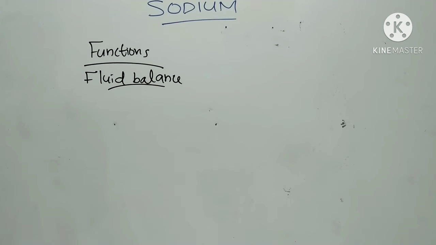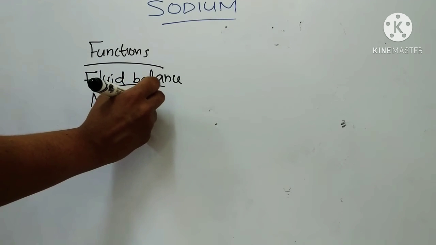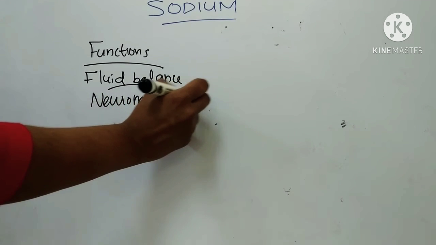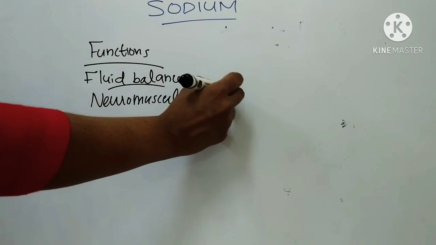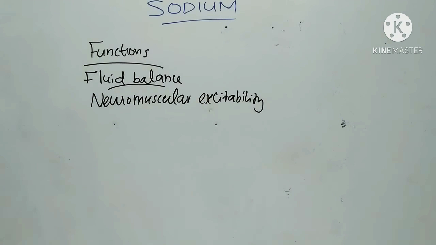Second function is neuromuscular excitability. Along with other cations such as potassium, calcium, magnesium and H plus, this sodium is involved in neuromuscular irritability.